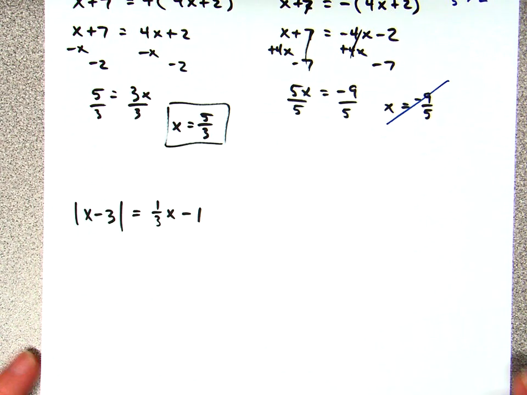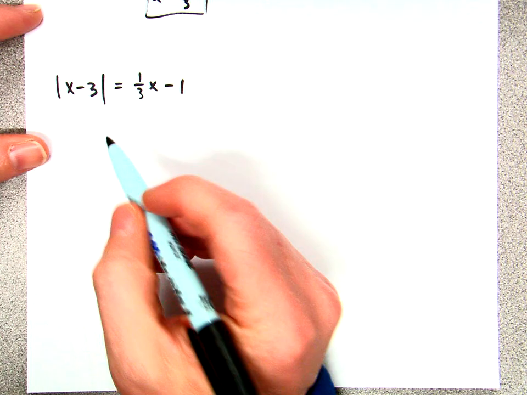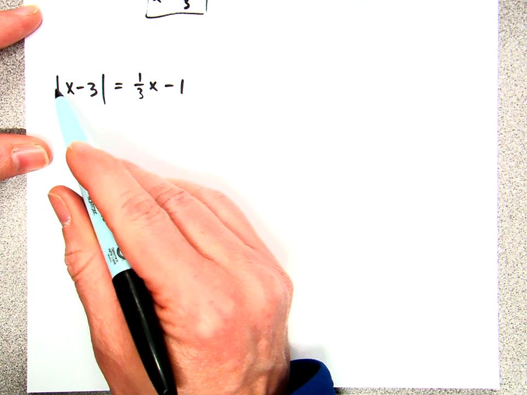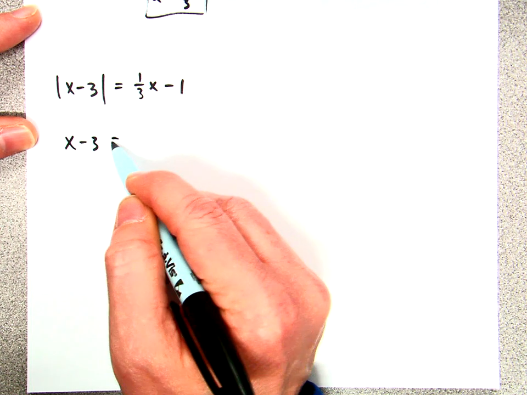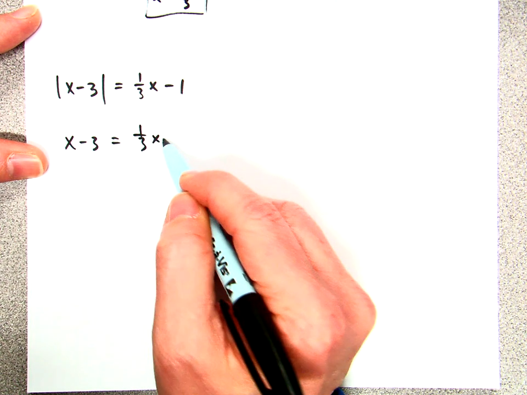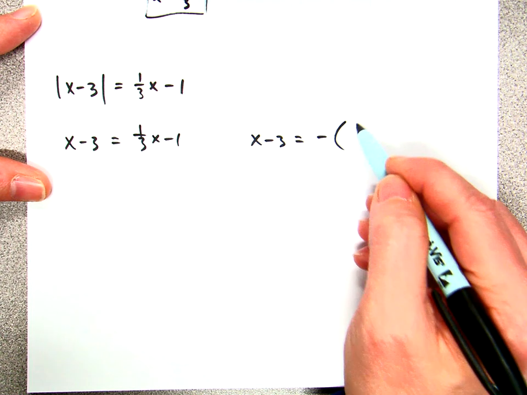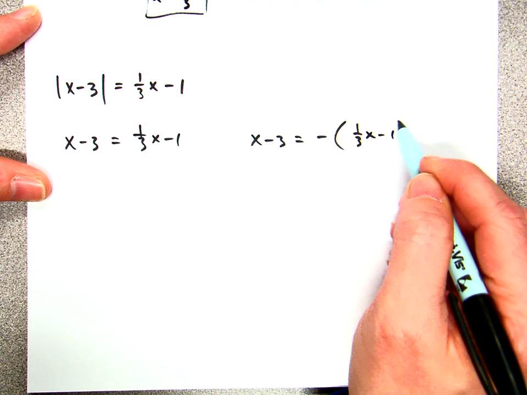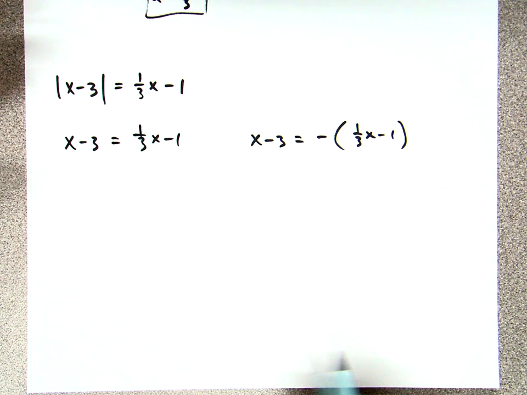Okay, let's try this one. So same idea. I have an absolute value. I want to break him apart. He's already isolated, so I can say the thing inside the absolute value is either equal to the positive version. I'm just going to write the expression. Or the thing inside is equal to the negative version. Right? And then I'm going to solve these individually.